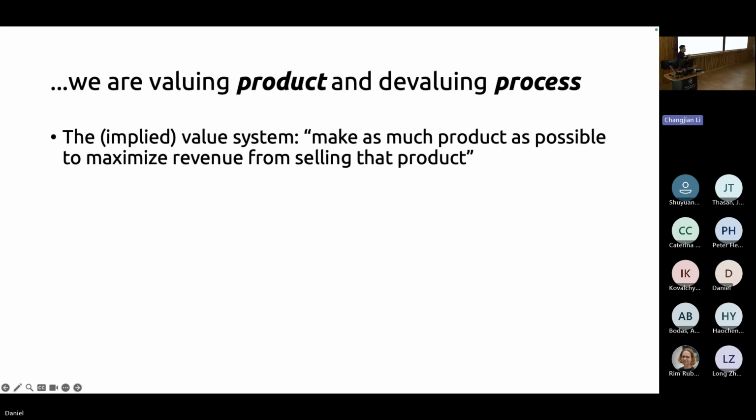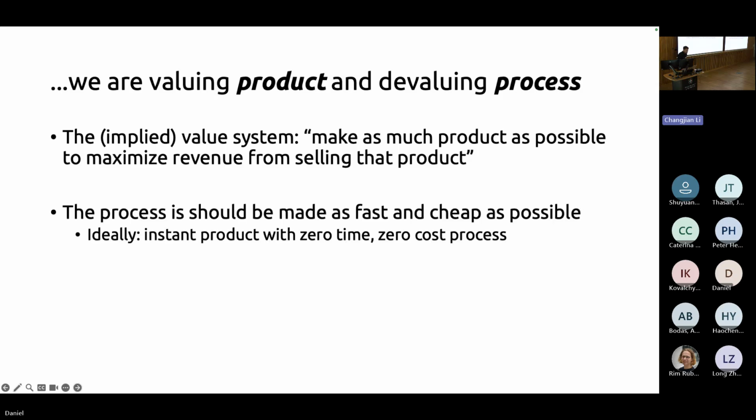Basically, these statements imply a value system that goes something like this. We should seek to make as much product as possible so we can maximize the revenue derived from selling that product or selling stuff that product gets us. And so in this value system, the process really should be made as fast and cheap as possible. Right? Ideally, you'd snap your fingers and you'd get the product instantly with no time, no monetary cost.